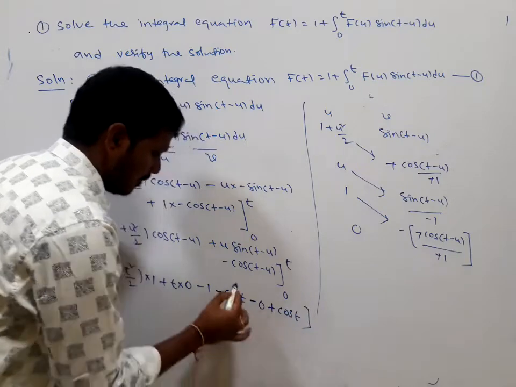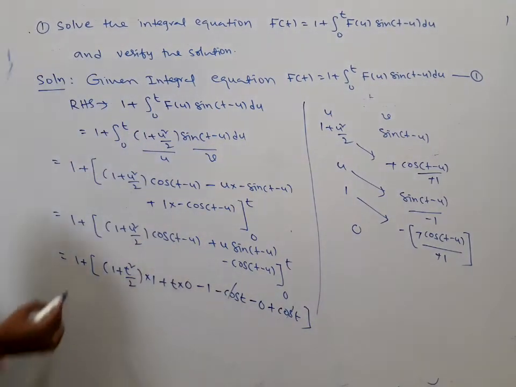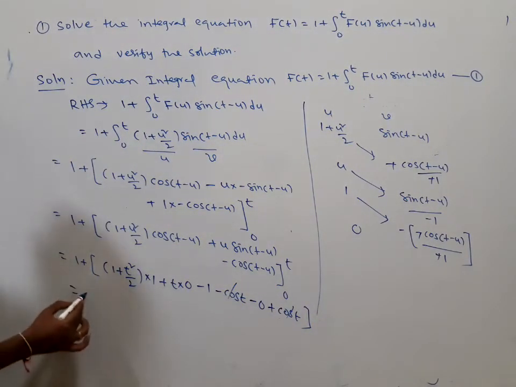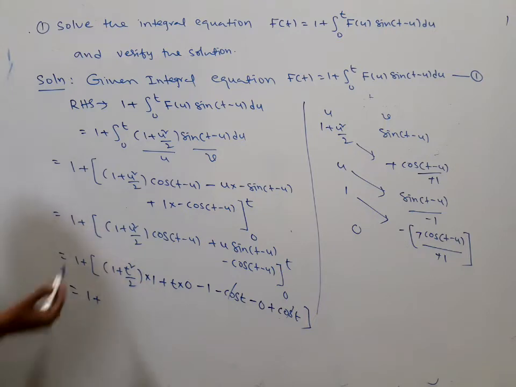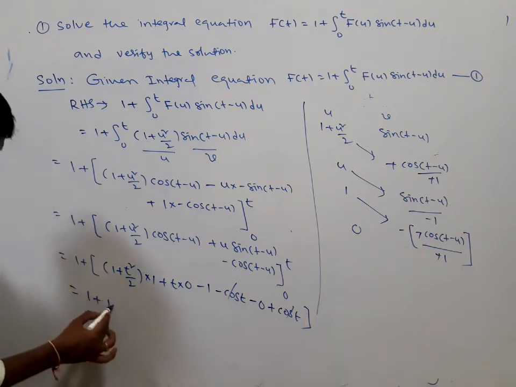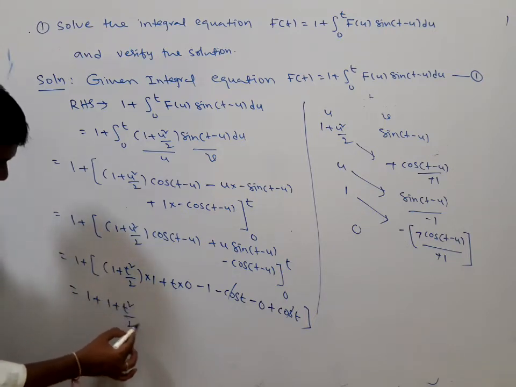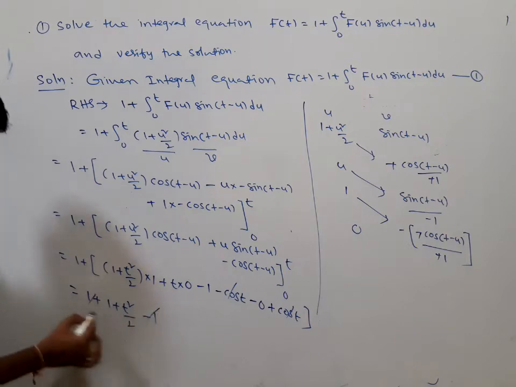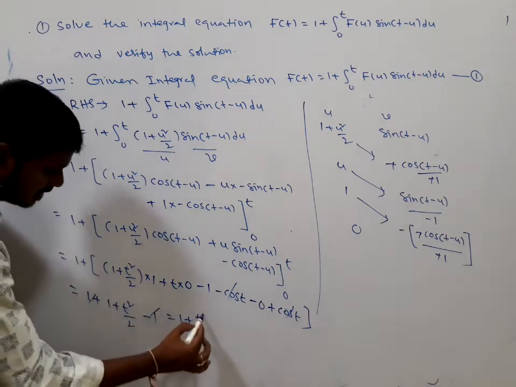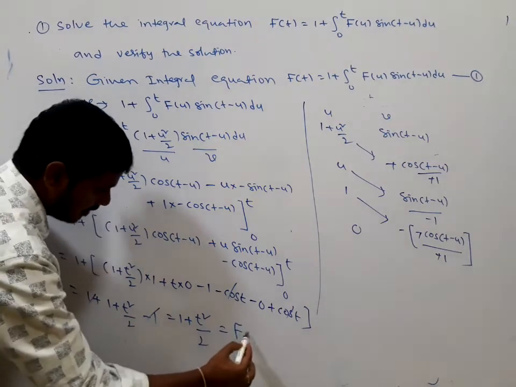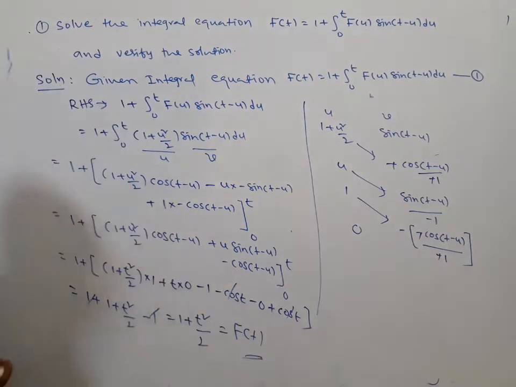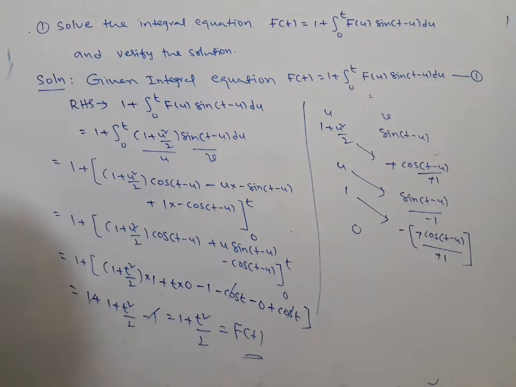Here, minus cos t plus cos t get cancelled, which is equal to 1 plus the remaining terms: 1 plus t square by 2 minus 1. Plus 1 minus 1 get cancelled, which is equal to 1 plus t square by 2. This is our f of t, no? So the solution is verified. This is a verification, right?